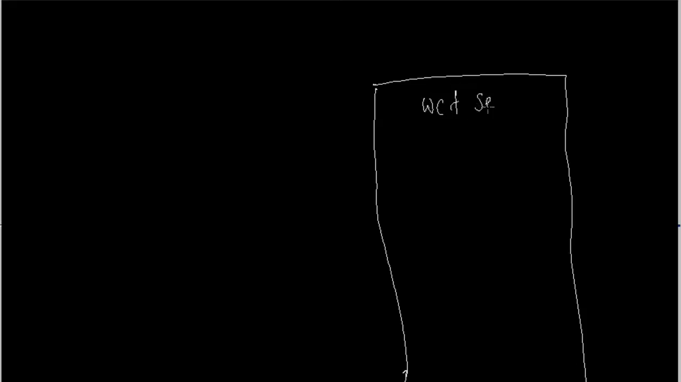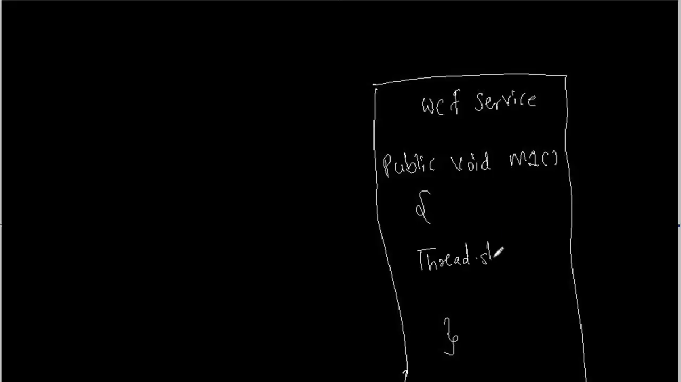Now this WCF service exposes a very simple method called M1. There is a simple method here which returns void, and this method M1 actually lies in this WCF service. And in this method M1, there is a simple code here, thread.sleep. So basically, if anybody calls this method M1, this code will wait for 5 seconds, right?